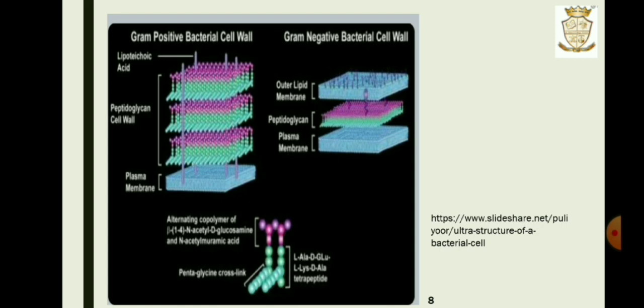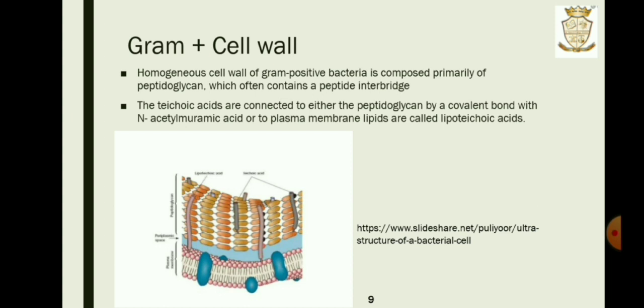Gram-positive bacterial cell wall and gram-negative bacterial cell wall. Gram-positive cell wall. The homogeneous cell wall of gram-positive bacteria is composed primarily of peptidoglycan, often containing a peptide interbridge. The teichoic acids are connected either to the peptidoglycan by a covalent bond with N-acetyl muramic acid, or to plasma membrane lipid, and are called lipoteichoic acids.